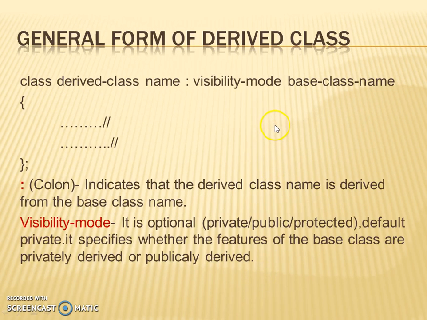The general syntax of a derived class is: class, derived class name, visibility mode, and base class name. Visibility mode specifies whether it is private, public, or protected, and the base class name defines from which class we are going to access its features. Colon indicates that the derived class name is derived from the base class name. Visibility mode, as I explained, is private, public, or protected, but by default it is private.